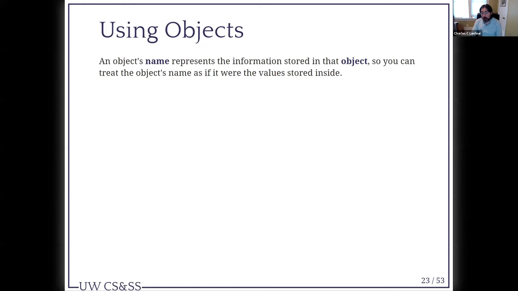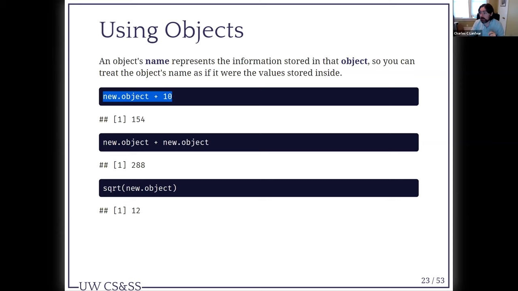Okay, in R, the name of an object, like new.object, represents all the information stored in that object, which means you can treat an object's name as if it was the value stored inside, because it is the value stored inside. This means I could say something like this. I could say, take new.object and add 10 to it. Well, new.object is 144. If I add 10 to it, it's 154, which means new.object really is the number 144.